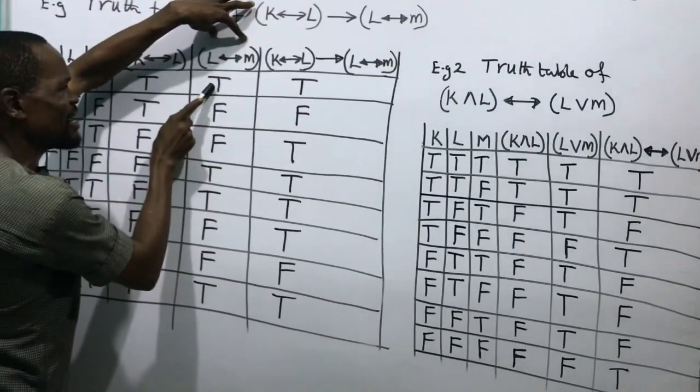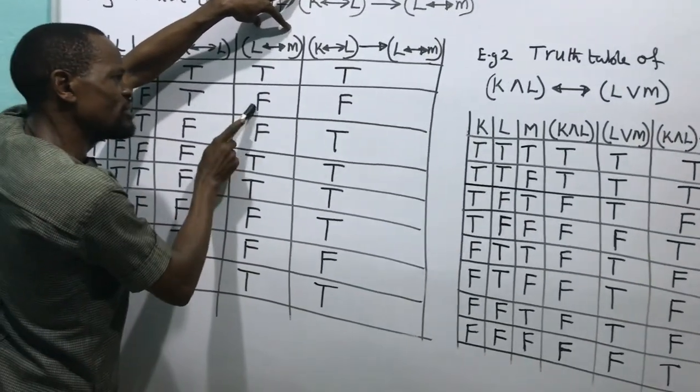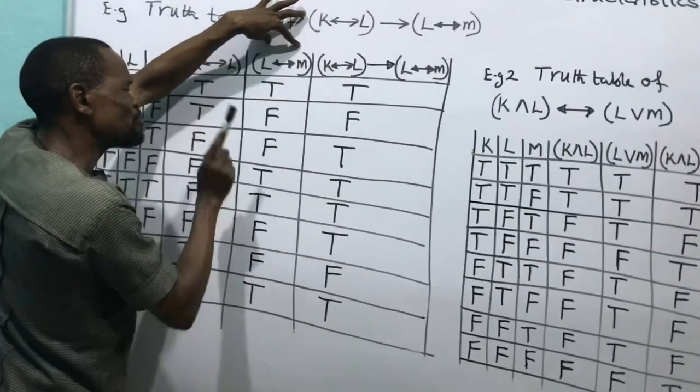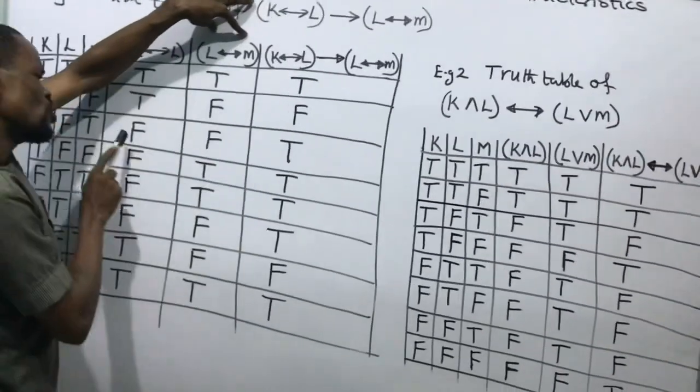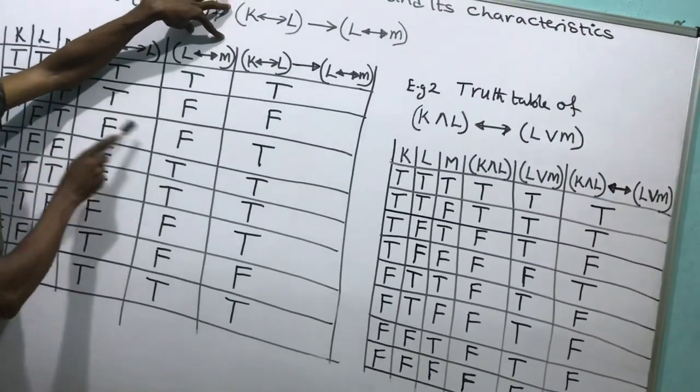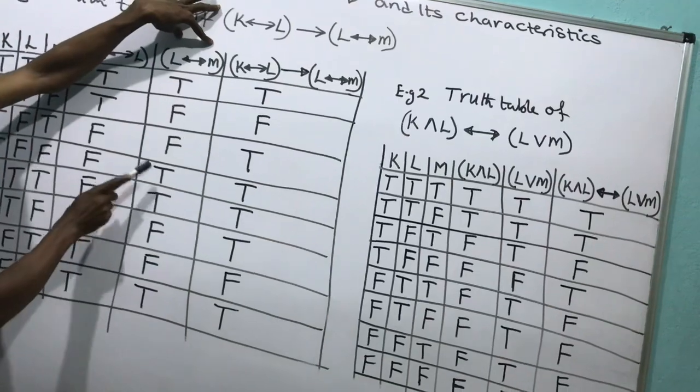Then what is this one here? True. I will write true. What is the value here? False. I will write false. What is the value here? False. What is the value here? False. False changes to the word true. What is the value here? True.